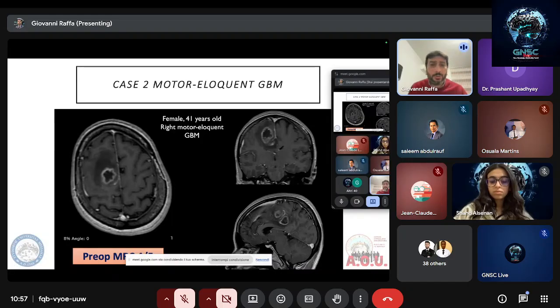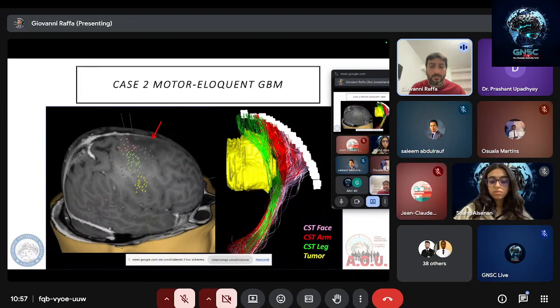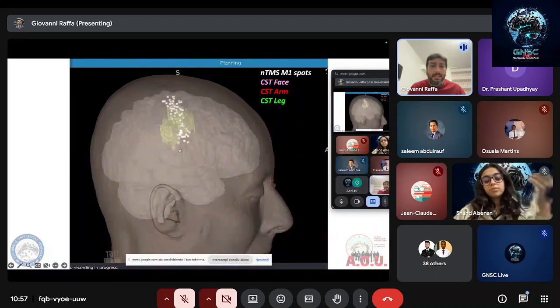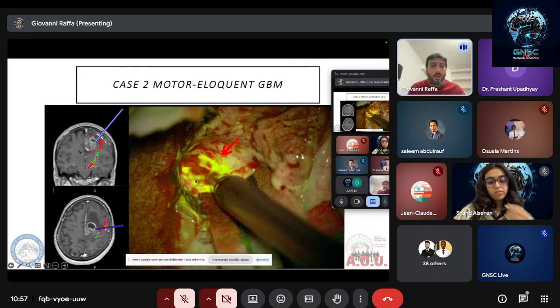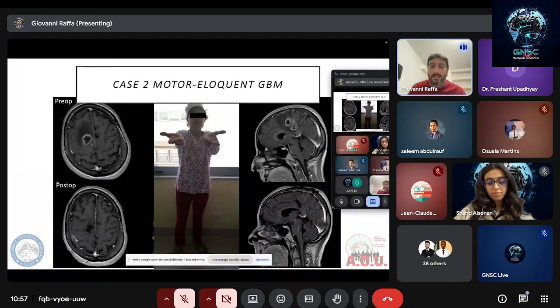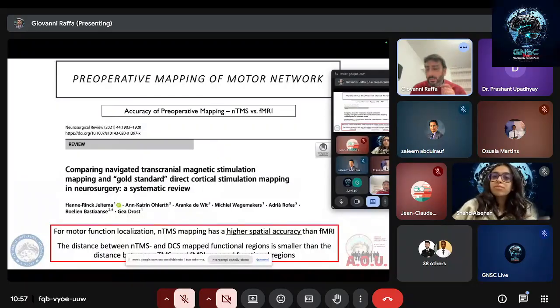This is the other case that I showed you before. This is the planning. You can see the relationship between the lesion in yellow and the corticospinal tract. Again, the planning. And this is how we managed this case using our navigation to verify the relation between the lesion, which is here in yellow because we used sodium fluorescein, and the interface with the normal brain indicated by the red arrow. And this is the postoperative MRI scan, and this is the patient without postoperative neurological deficits.